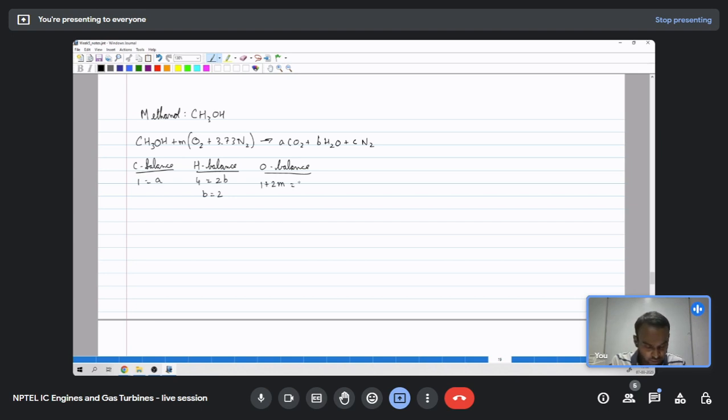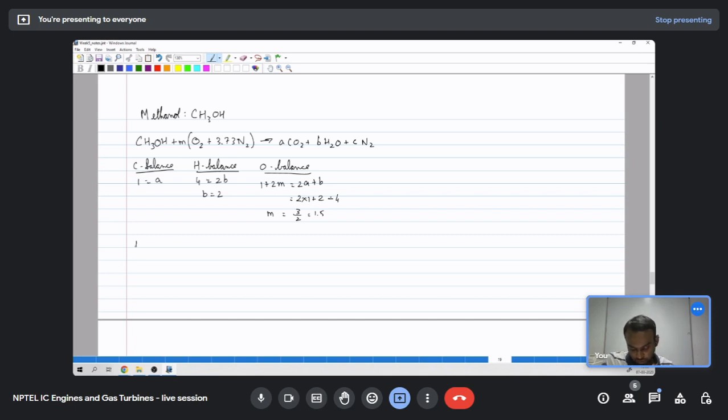So now balancing oxygen, on the left hand side we have 1 plus 2m equal to, on the right hand side we have 2a plus b, and we know the values of a and b, which is 2 into 1 plus b is 2, so we have 4, and m will be 3 by 2, which is 1.5.